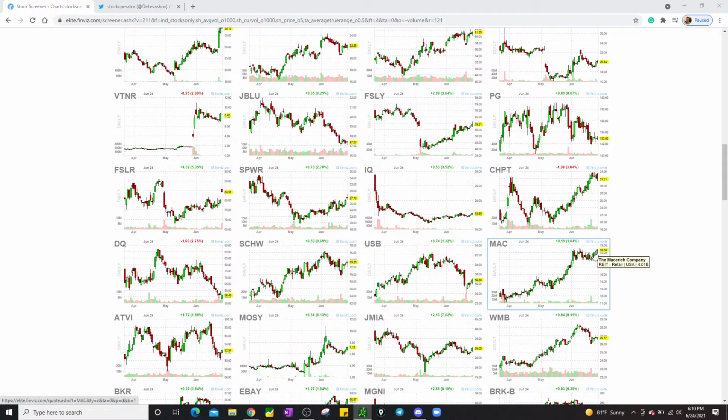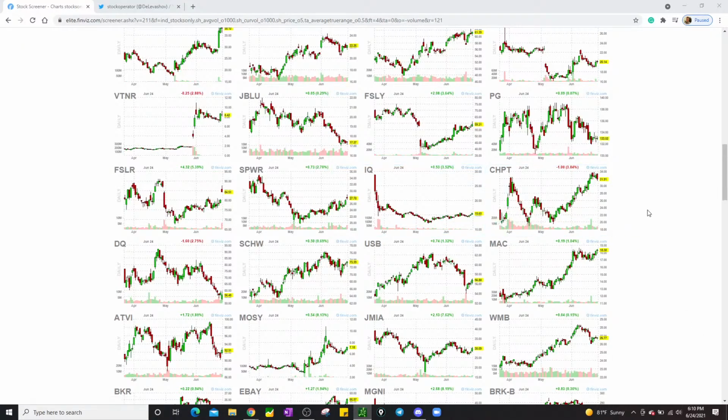MAC, very nice setup going on for a potential breakout. As you can see, volume increase, they shook out below the prior day, took stops and closed on a high. Potential breakout coming in on MAC. So maybe worth watching for tomorrow.